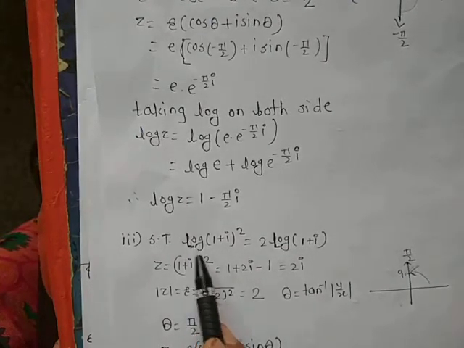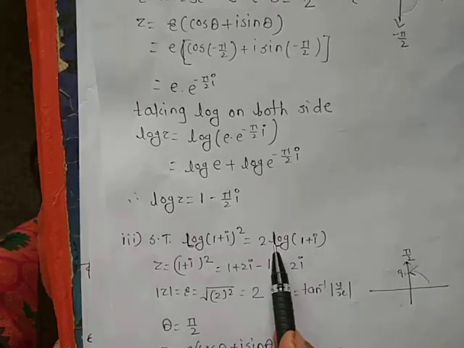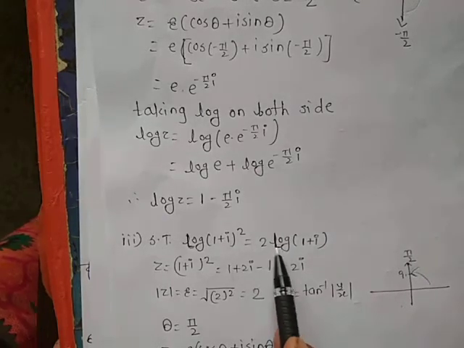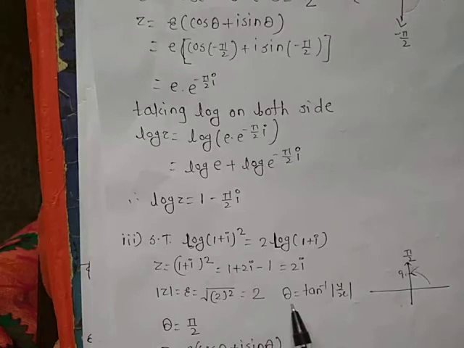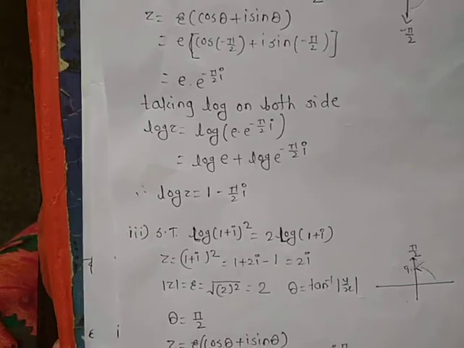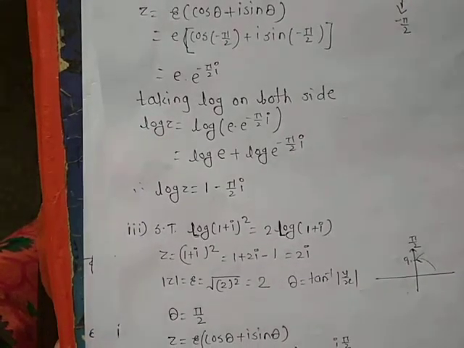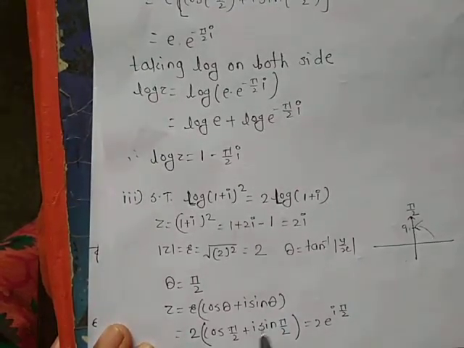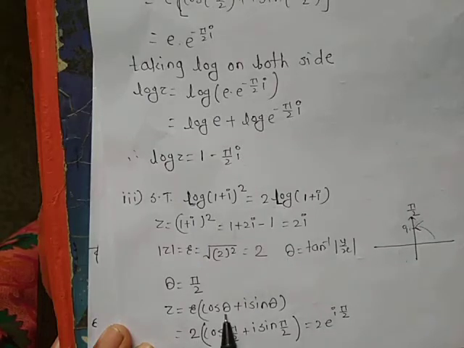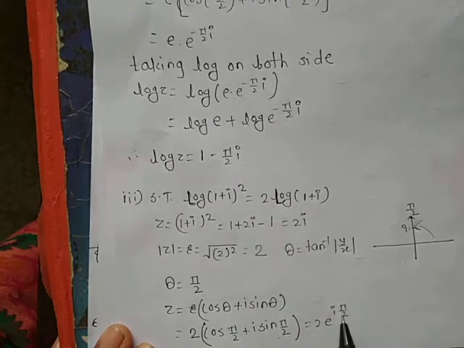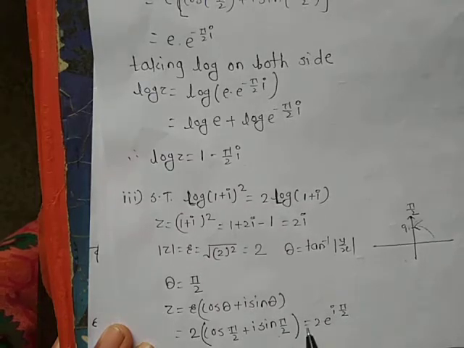When L is capital, meaning when you are thinking about the principal value, the principal branch, at that time you have to take the principal value of argument of z. So here theta is equal to pi by 2. z is equal to r into cos theta plus i sin theta. So r is 2 and theta is pi by 2. So cos pi by 2 plus i sin pi by 2, which can be written as 2 into e raised to i pi by 2. This is by Euler's formula.